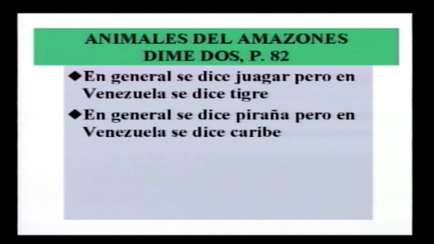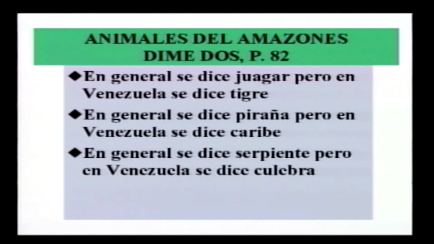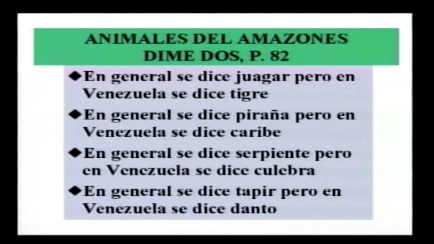En general se dice piraña, pero en Venezuela se dice Caribe, Caribe. En general se dice serpiente, pero en Venezuela se dice culebra, culebra. En general se dice tapir, pero en Venezuela se dice danto.